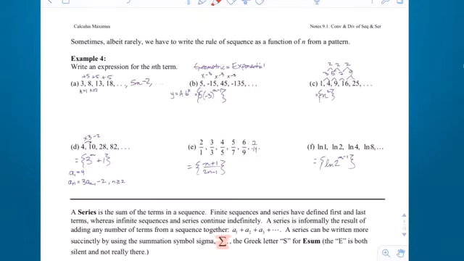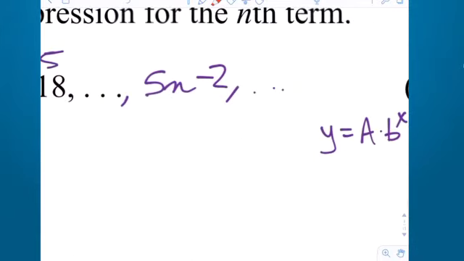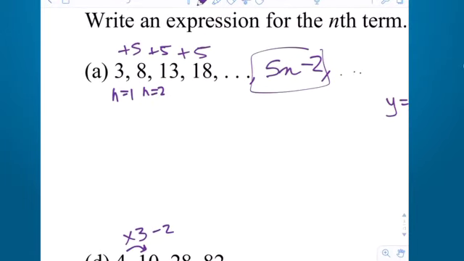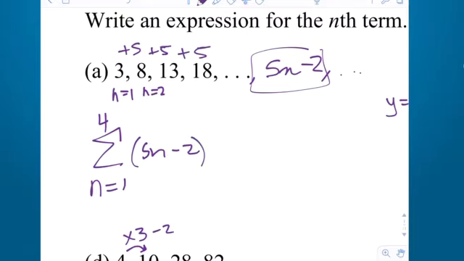So if I take like a rule of sequence, like let's just take this one right here, 5n minus 2. If I wanted to add those up instead of just list them, I would say the sum from n equals 1 to, let's see, if I just want to list the first 4, we'd read that as the sum from n equals 1 to 4 of 5n minus 2. So it's still important to have the rule of sequence, but by putting it behind a sigma, we are now going to say this is equal to 3 plus 8 plus 13 plus 18. And that would be a finite sum.